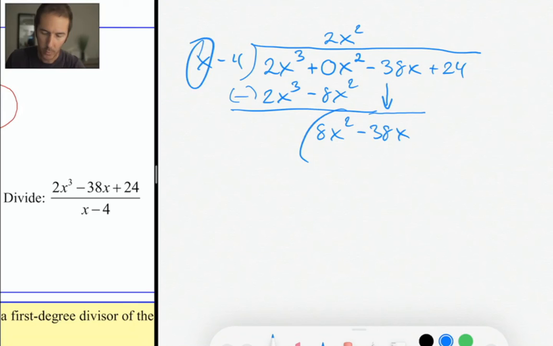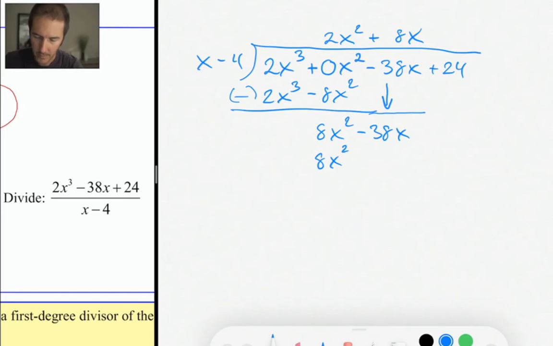X times what would give me 8x squared? And the answer is positive 8x. So I write positive 8x. Notice that all of my x terms, x to the first powers, those are all lining up. And then I take the 8x and I multiply it by my entire divisor. 8x times x makes 8x squared. And 8x times -4 makes negative 32x. And we do subtraction. Minus sign in parentheses. The 8x squareds are canceling out. Perfect, I'm on the right track.